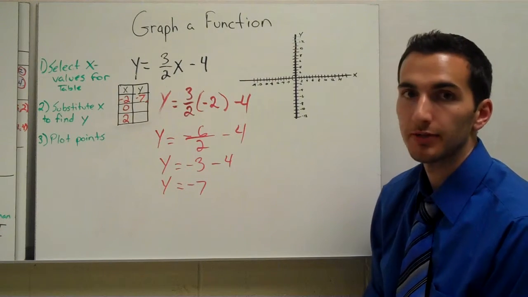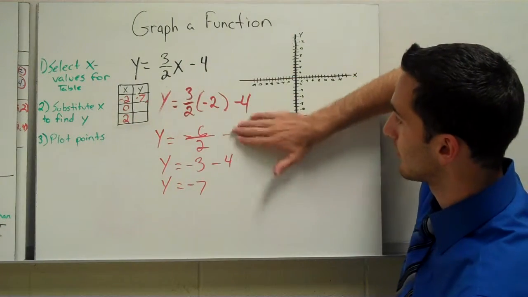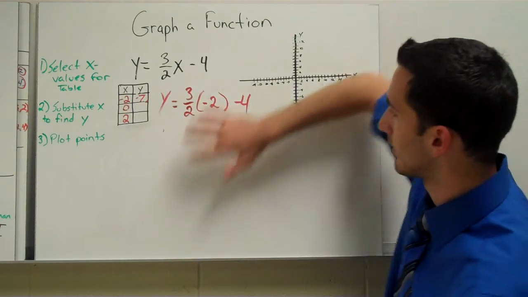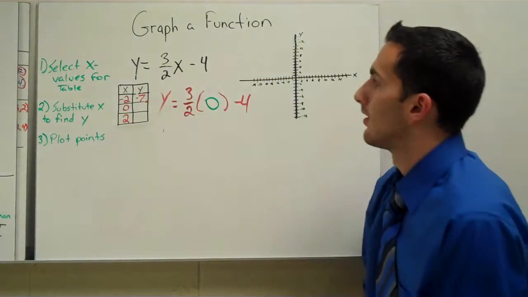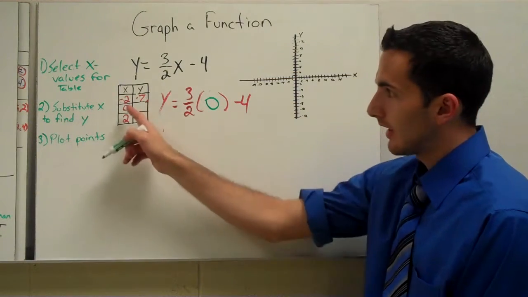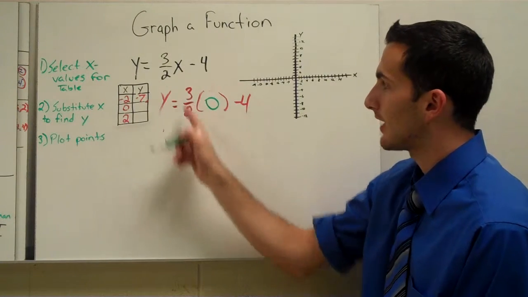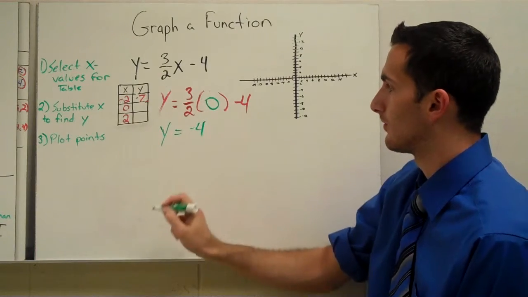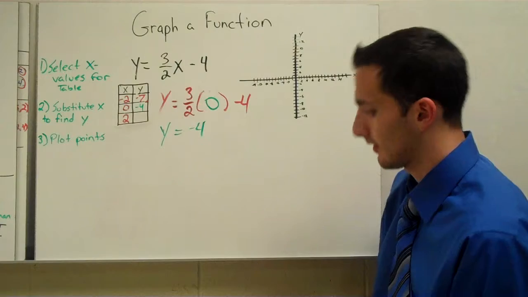Alright, now I'm going to plug in my next number. My next one is 0. Okay, so I'm going to erase this so I have room to write. I'm plugging in 0 to see what I get. 0 times anything is 0. So I get y equals negative 4. So my second coordinate is 0, negative 4.